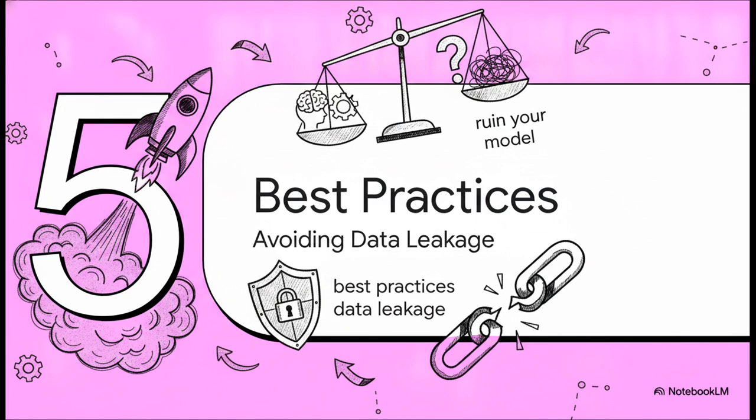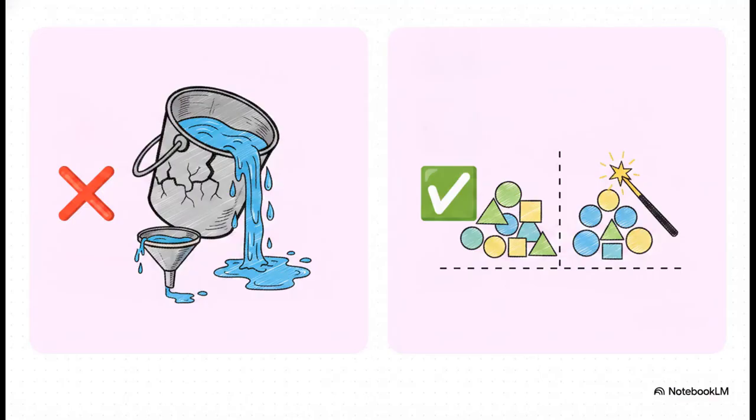Section 5, best practices and mistakes. Let's talk about avoiding data leakage. Before you go rushing off to transform every dataset you see, there's something absolutely critical you need to know. Knowing how to scale is important, but knowing how not to ruin your model is even more important. The most common and dangerous mistake beginners make is scaling the entire dataset before splitting it into training and testing sets. If you calculate the mean across all your data, information from your test set mathematically leaks into the training process. We call this data leakage.